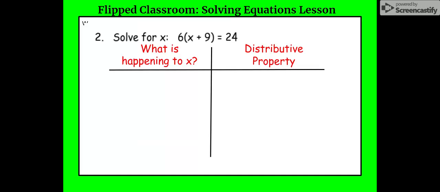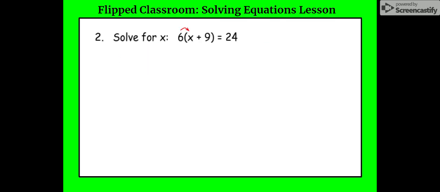Now we're back to the distributive side. So look back at the distributive side. That's empty. And what we do is we're going to rewrite the equation in the box. 6 times x plus 9 equals 24. And this time we're going to multiply 6 by x and get 6x. And now we're going to multiply 6 by 9 and get 54. Bring down your equals 24.